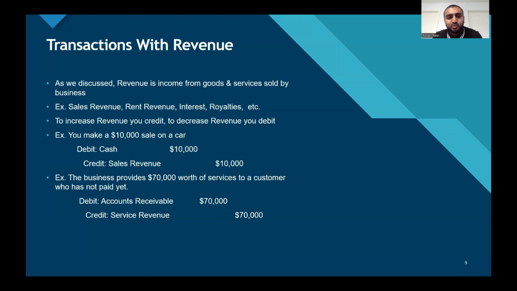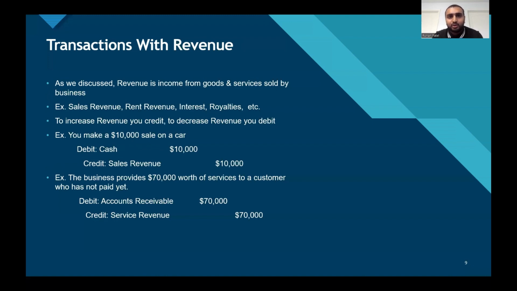And the next thing we do is we credit sales revenue account for $10,000. So the cash that's coming in is also the result of a sale, right? So we identify it as a sales revenue as well. And to increase a credit account, which is what a revenue account is, we would increase it by crediting it.